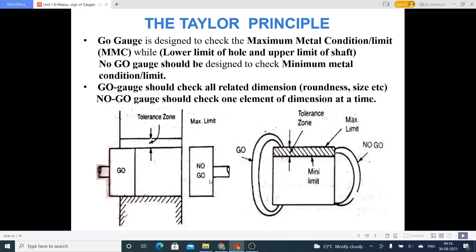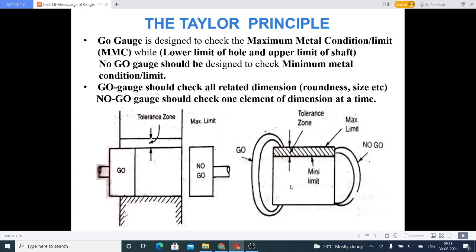And the no go gauge, if you see on the right hand side, the no go gauge is shown. If the no go gauge goes inside the hole, it means your hole is not manufactured with the actual dimension. And if the no go gauge is not going, then your hole is okay. Means the go gauge should go inside the hole and the no go gauge should not go. So they are called the go and no go gauge.